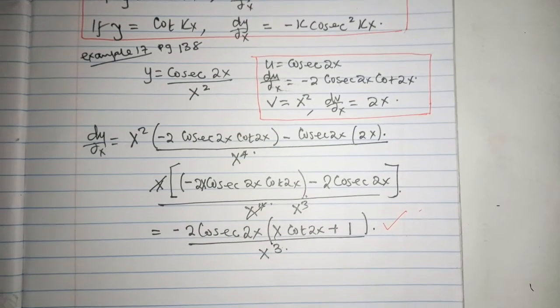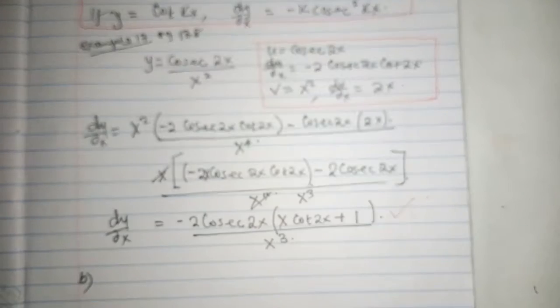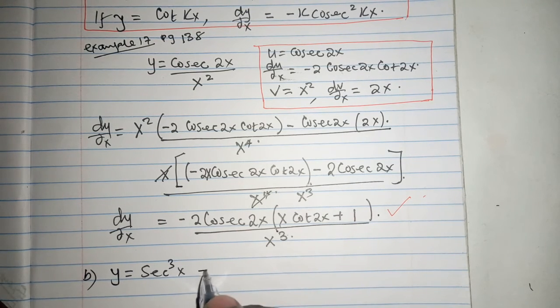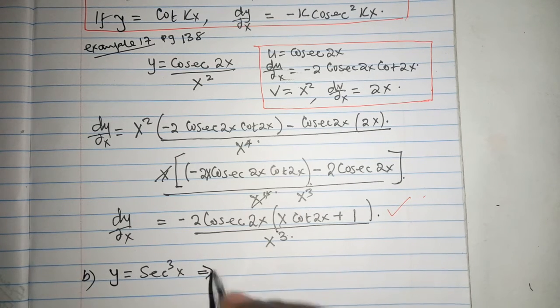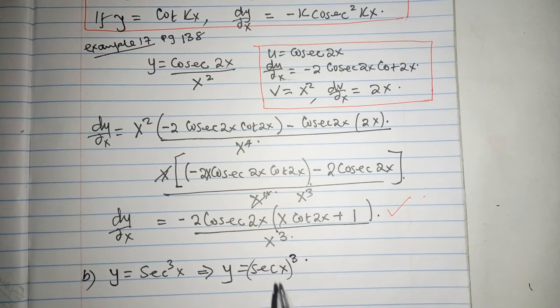If you look at part B of the same example, example 17 part B, if y is equal to sec cubed x, find dy/dx. So you are supposed to find dy/dx, and without further ado, we need to understand that y is equal to sec x raised to power 3. What we need to use here is simply the chain rule, whereby we differentiate the outer part and then multiply by the differential of the inner part.